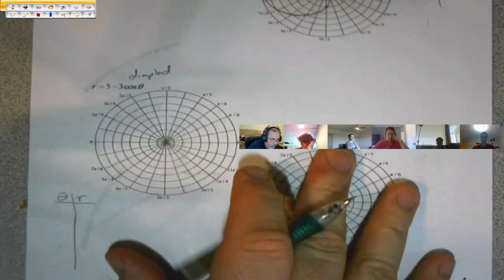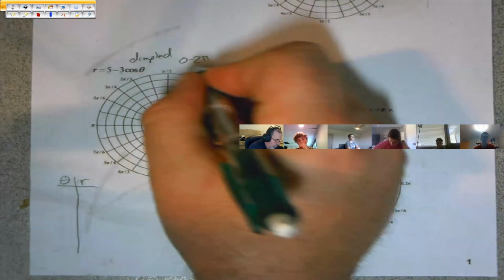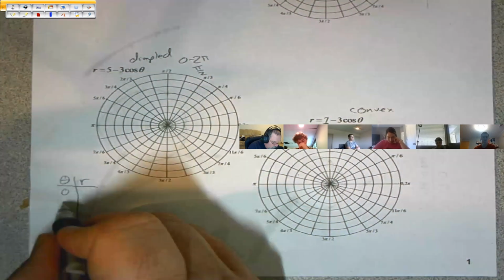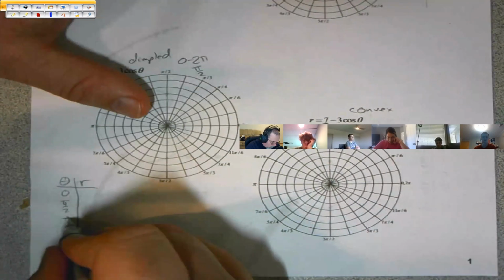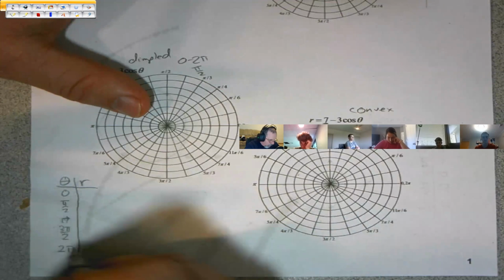So now it's all the same, which is good. If we can establish rules that work every single time, that's always good. We don't have to alter the rules just because we have a different graph. This graphs from 0 to 2 pi, and we're going to count by pi over 2s. So 0, 1 half, 2 halves, 3 halves, and 4 halves. I'm going from 0 to 2 pi.